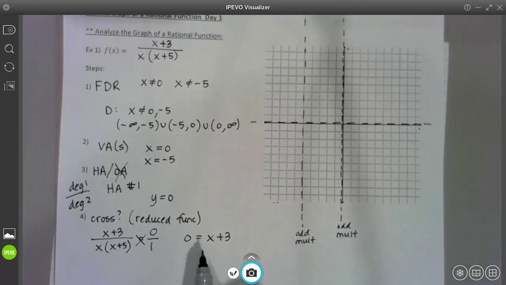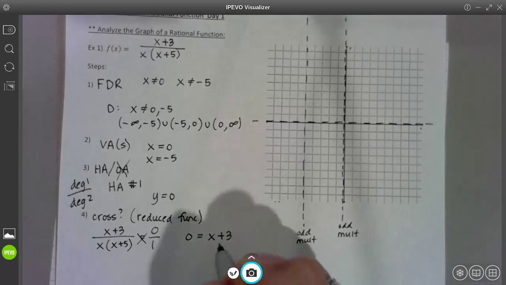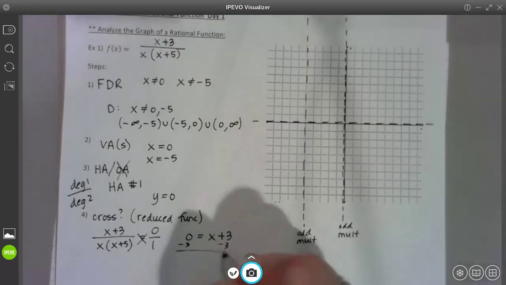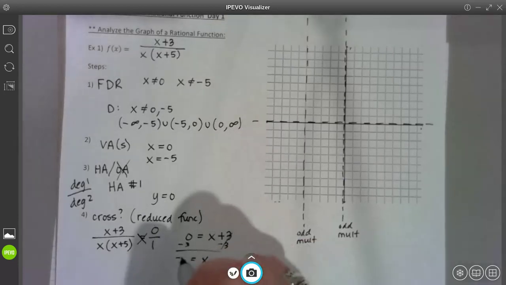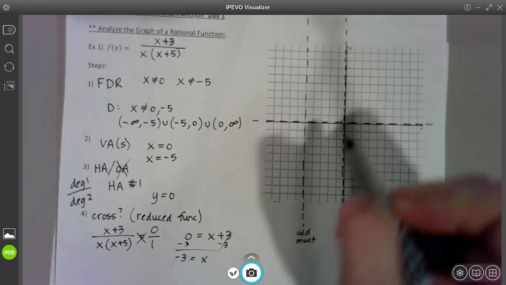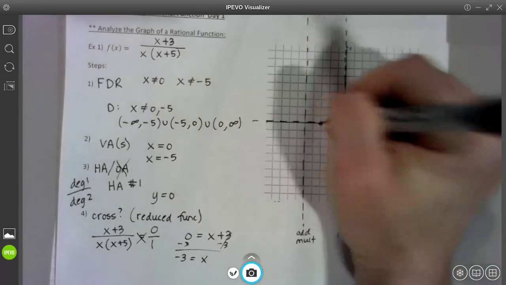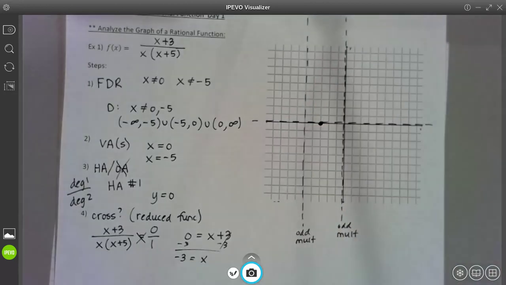But you see how this left us with an equation that I could easily solve for x? That means it crosses. So I'm going to subtract 3 and solve for x. And that means x equals -3. So that means when x is -3, we already know the y coordinate's going to be 0. It's literally going to cross over the horizontal asymptote. So go to where x is -3, -1, -2, -3, and put a dot right on that HA. It's going to cross over that horizontal asymptote at the point x equals -3.